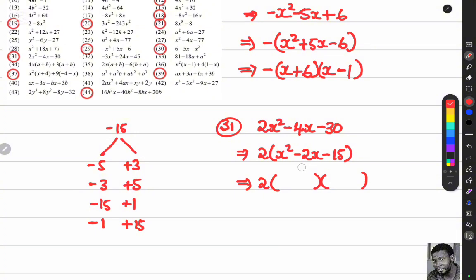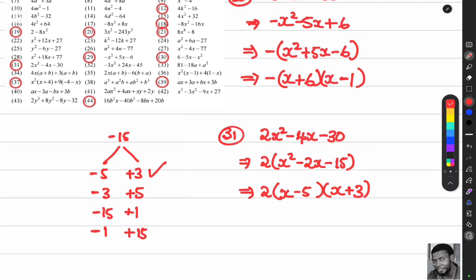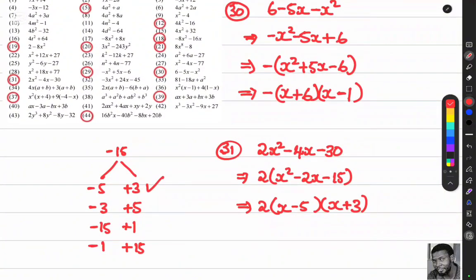So looking at what we have, that will be the first portion there. That will be the first one, the first pair. The first pair is x minus 5, x plus 3. That's that. As easy as you like. Okay. I hope you understand.